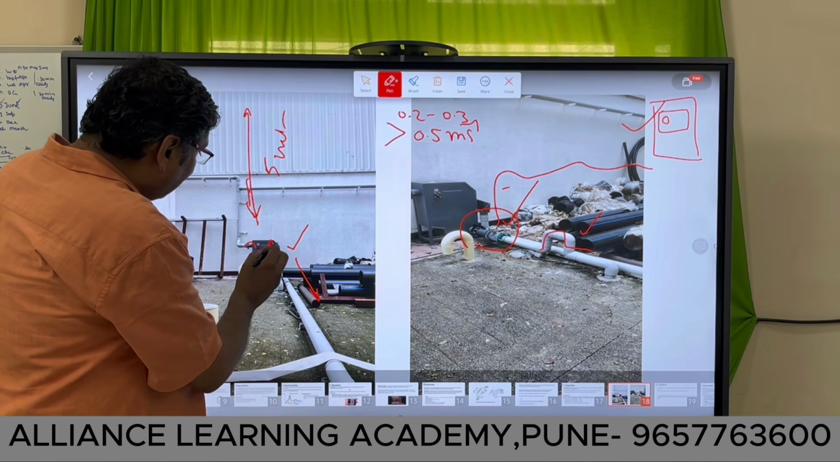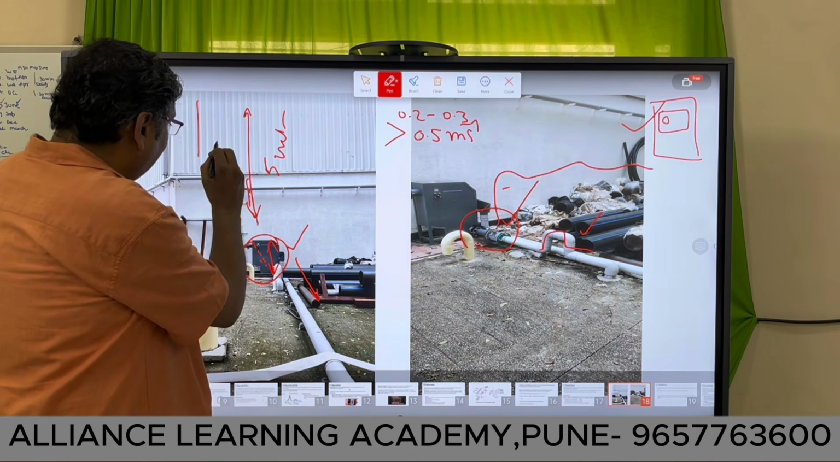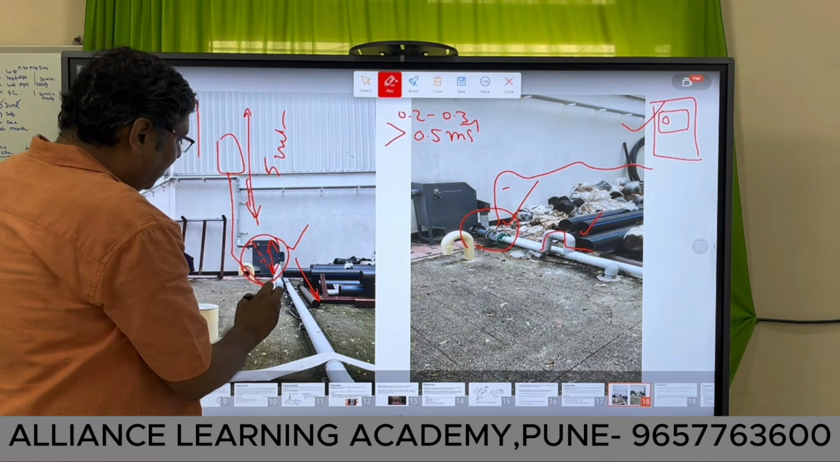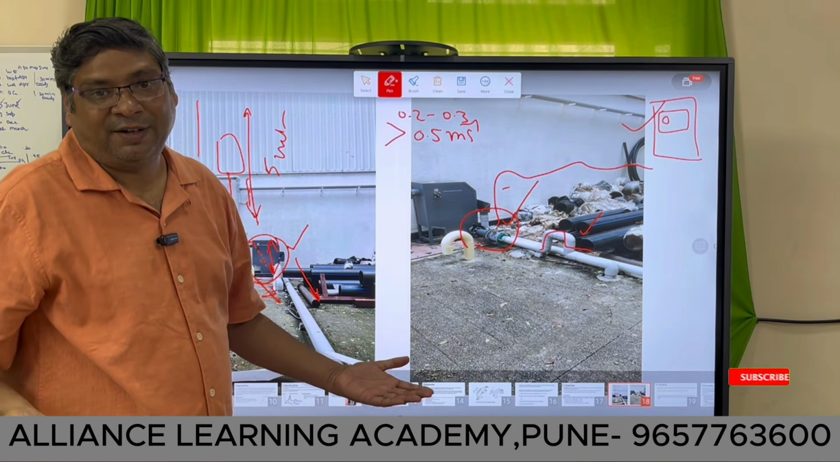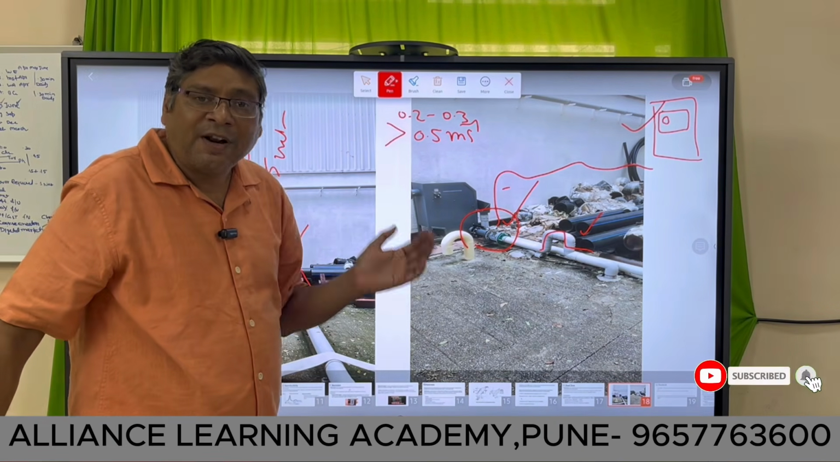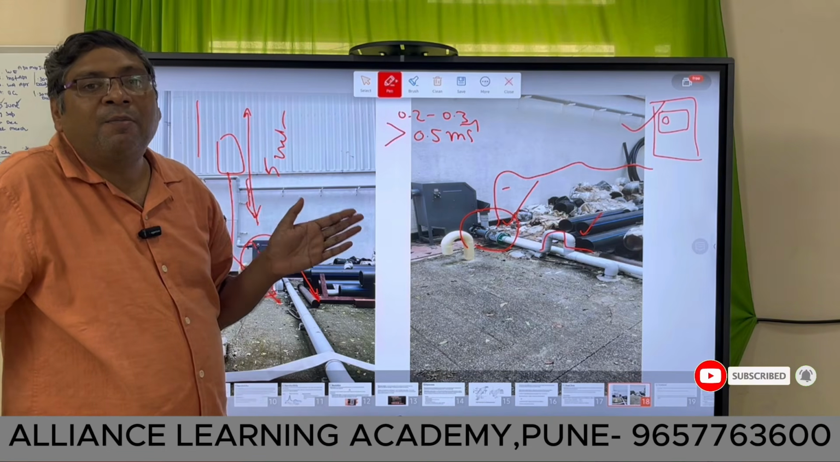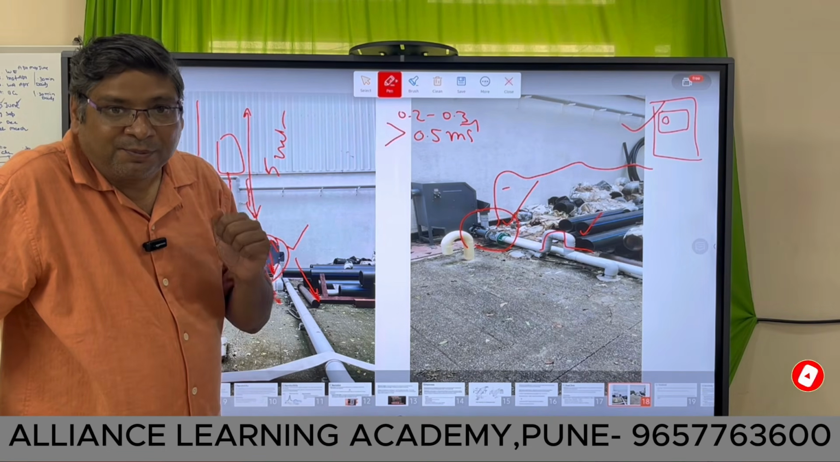When we raise this filter to a height and give the head so that it gets the proper velocity, it starts working. So by this example, we tried to understand the dead band. Thank you very much.